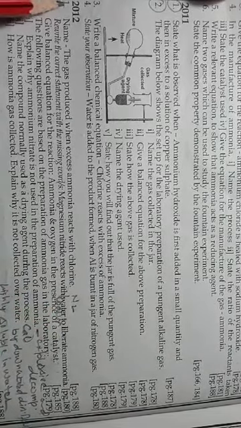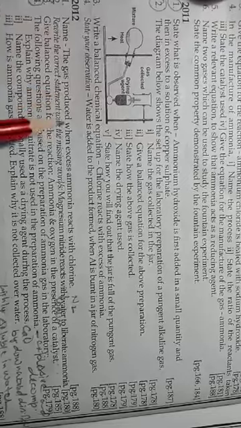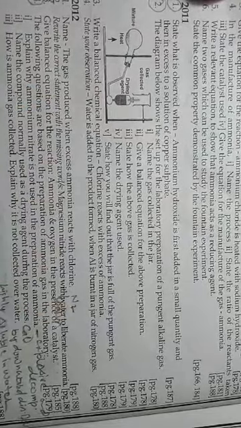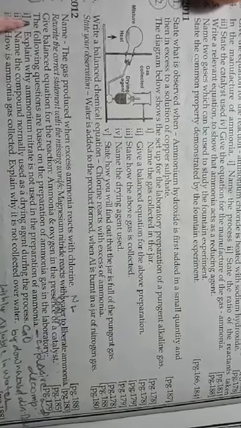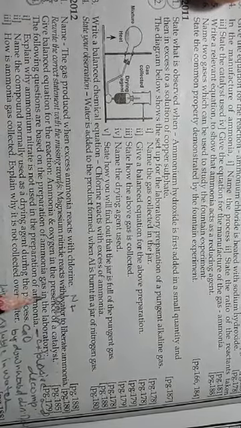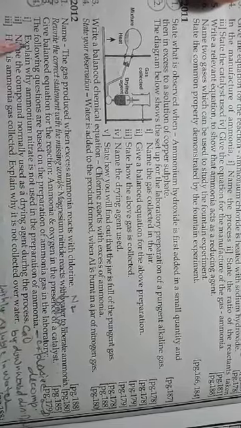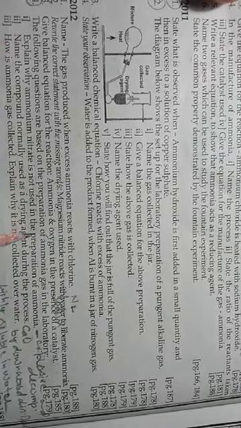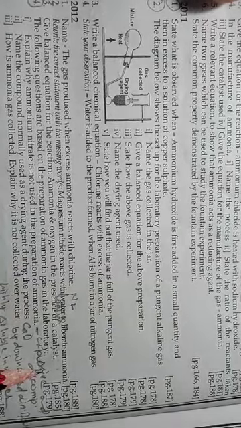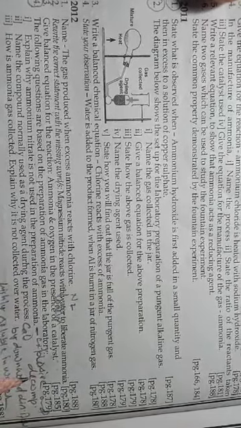Okay students, in the first part of the question, name the gas produced when excess ammonia reacts with chlorine. That gas is nitrogen. Fourth part of this question, the following questions are based on the preparation of ammonia gas in the lab. First is, explain why ammonium nitrate is not used in the preparation of ammonia. Why? Because it is explosive in nature and also decomposes itself.